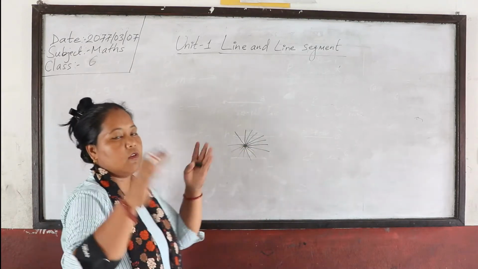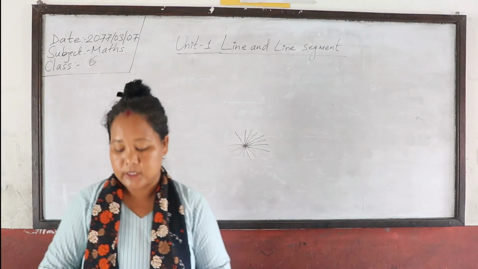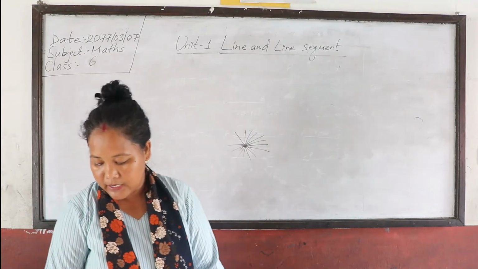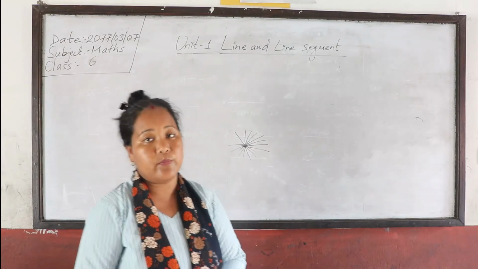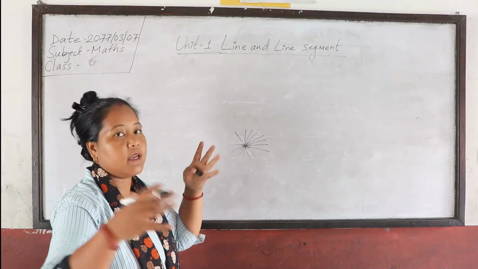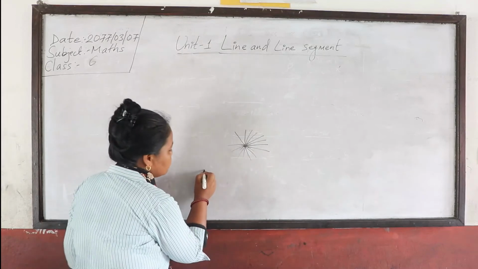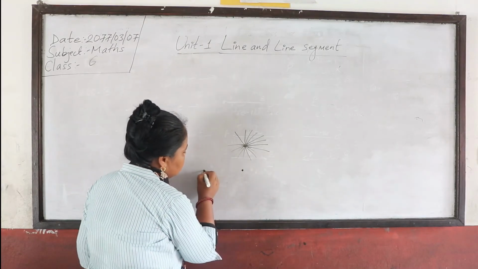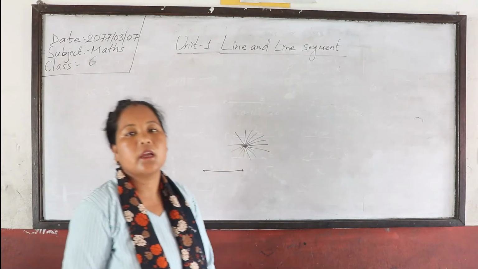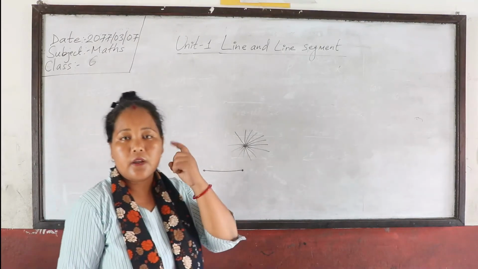Infinitely many lines we can draw from a point. The first number and second number are written there: only one straight line can be drawn through two given points. Yes, from one point we can draw infinitely many lines, but through 2 points we can draw only one line.